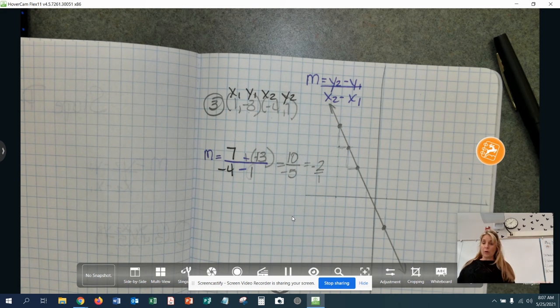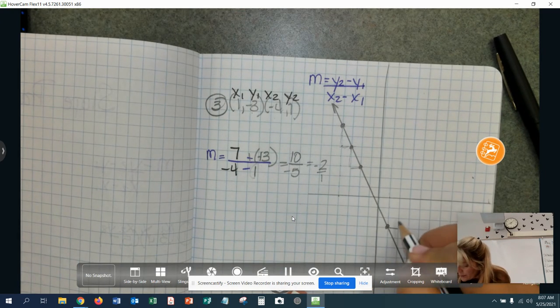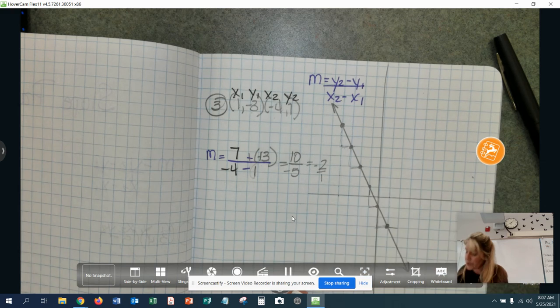Remember, it's a -2, so it's going to go down on the y. You could actually go over on the x and up 2, like this, over 1 and up 2. So that would work as well. And then you'll have a dot, and over 1 and up 2, and there's your dot.